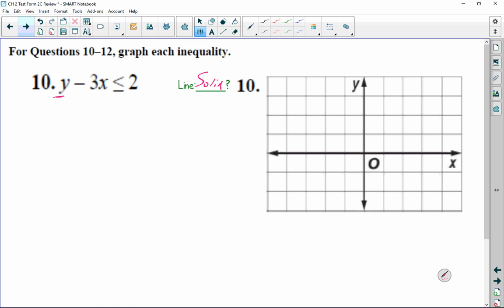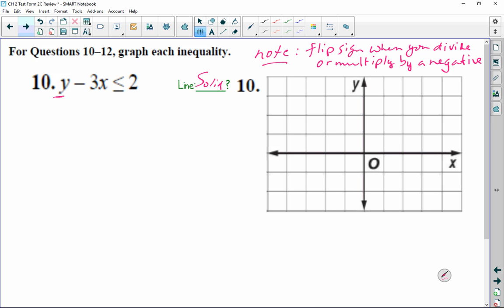Here's another thing that you need to remember. Make a note up here. When you're dealing with inequalities and you multiply or divide by a negative number, what happens to your sign? It flips. Make a note up here: flip the sign when you divide or multiply by a negative.